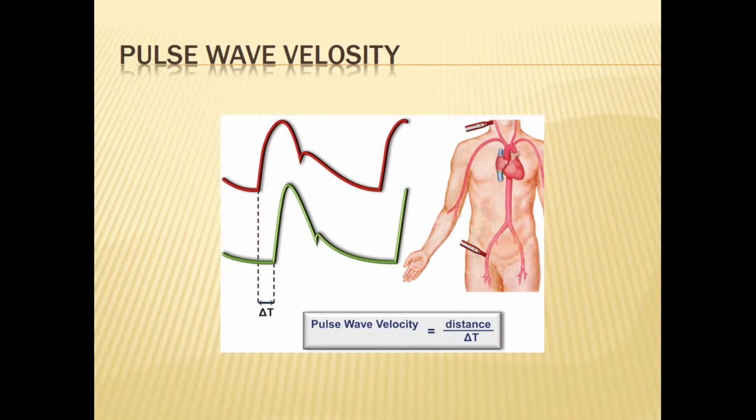So this delay means the time which is needed for the pulse wave to come from the heart to the femoral artery. And pulse wave velocity is measured as the distance between the carotid artery and the femoral artery divided by the time of delay of the pulse wave.